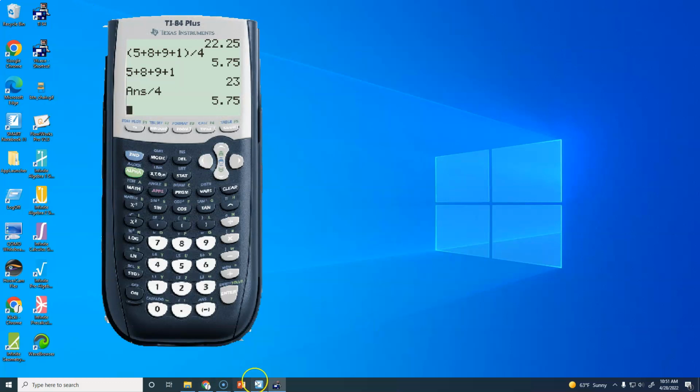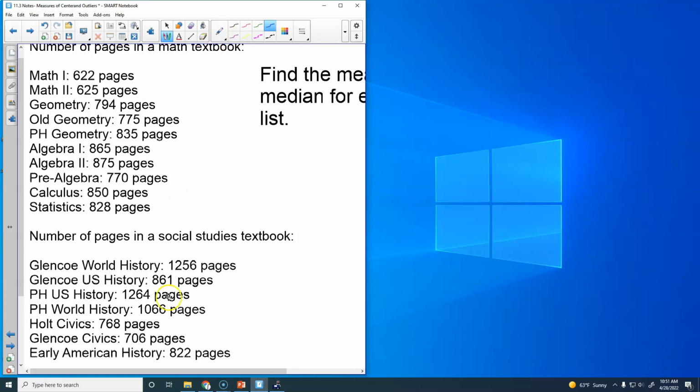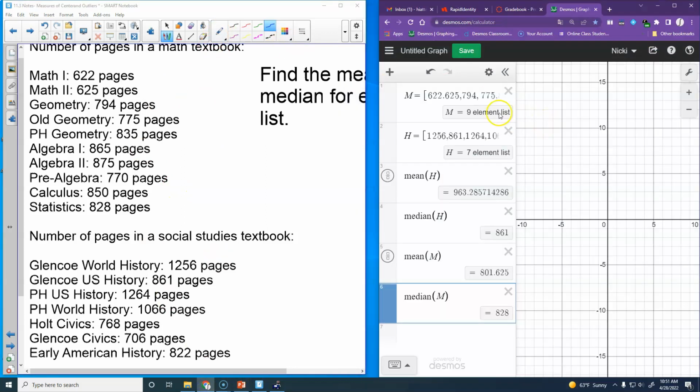Divide by 10. Let's see. Yeah, I may have typed 20 wrong here. Oh, yeah, I put a period instead of a comma. Okay. What'd you have as your average for the math? You're right. You're right. Sorry about that.